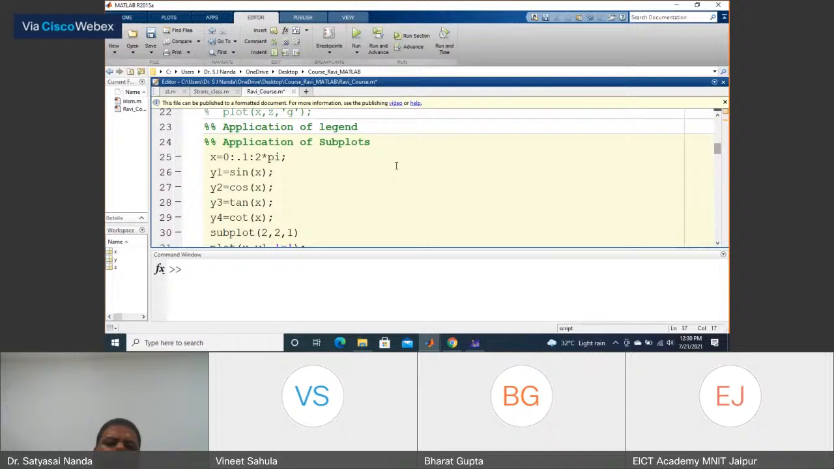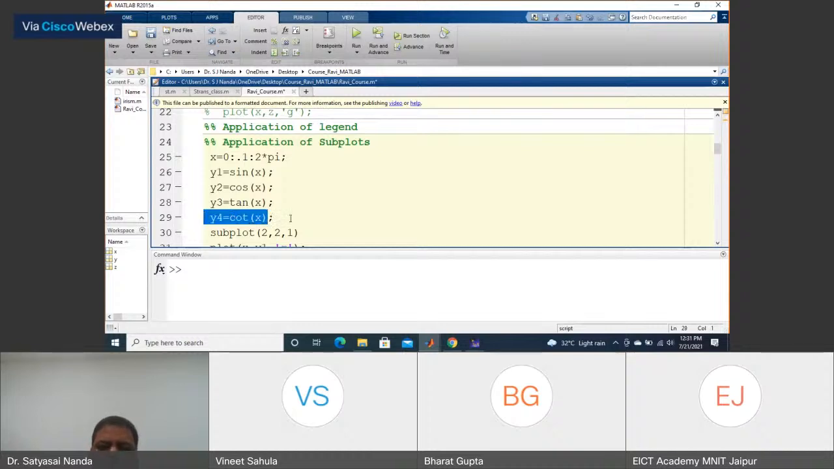Suppose I am creating four functions: sine, cosine, tan, and cot. All four things I want to plot between 0 to 2 pi. So x I have taken 0 to 2 pi with a step of 0.1. Then I am creating the sinusoidal function, cosine function, tangent function, and cot function.